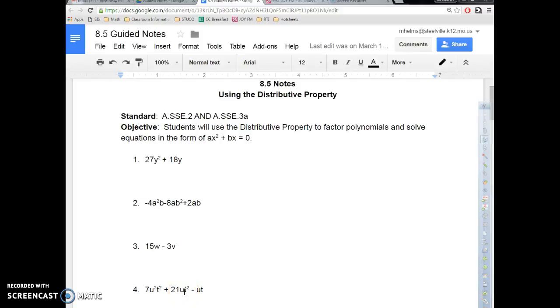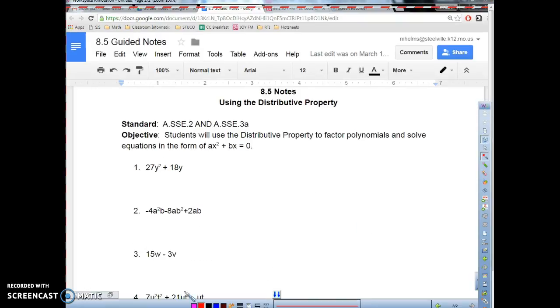This is Algebra 1, Lesson 8.5 notes: using the distributive property. So in the last lessons, in 8.2, you learned how to distribute a monomial to a polynomial. In 8.3 and 8.4, you learned how to FOIL something, how to multiply two binomials together, how to multiply a binomial and a trinomial together. Well, now we're going to use the distributive property to undo all of those things.